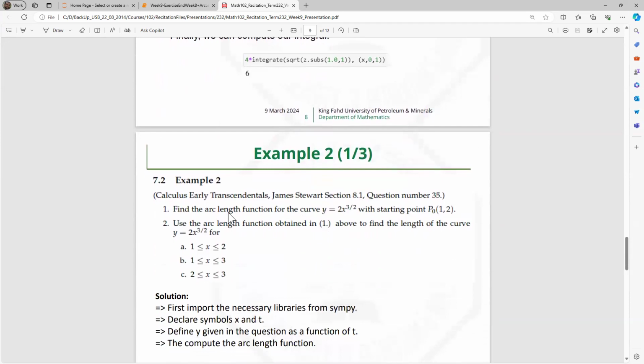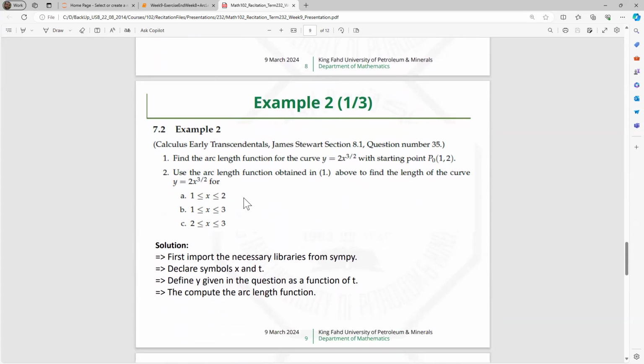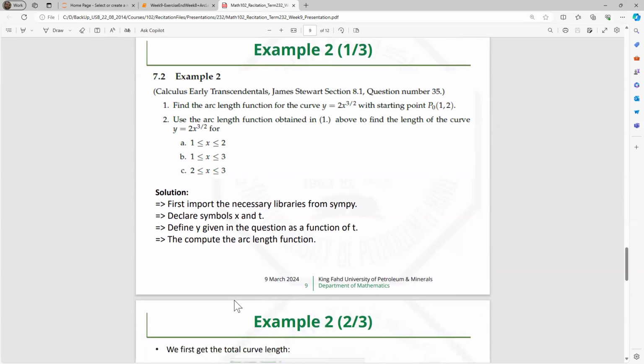In example 2, we have to find the arc length function for the curve y equals 2 times x to the power 3/2, with initial point P0(1, 2). And we may use the arc length function obtained in part 1 to find the length of the curve when x is between 1 and 2, 1 and 3, or 2 and 3. First of all, of course, we import the necessary libraries. We declare the symbols x and t, define y given in the question as a function f, and we compute the arc length.